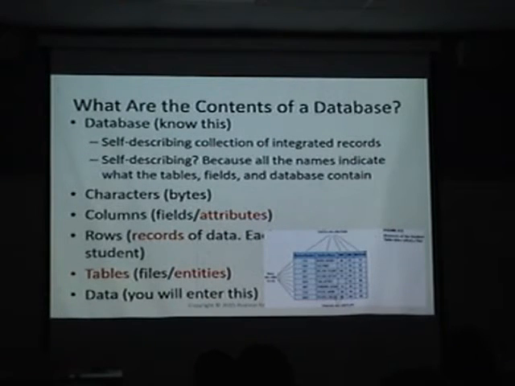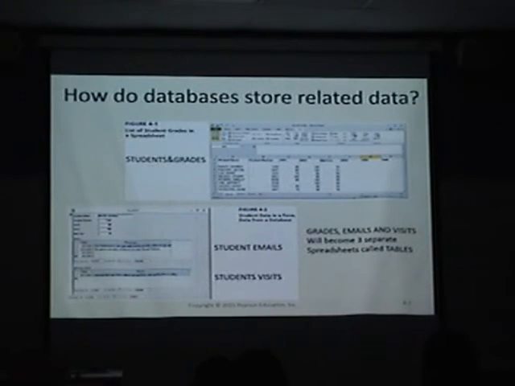Integrated records. Back here, each row in a table is a record, okay? And therefore, Andrea Baker may have one or more emails that she sent, and Andrea Baker may have one or more office visits. That's why they're integrated. Integrated means related. Okay, related.